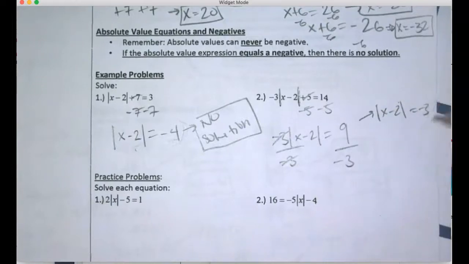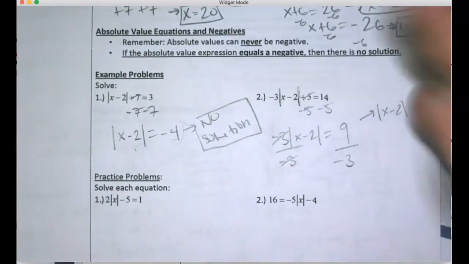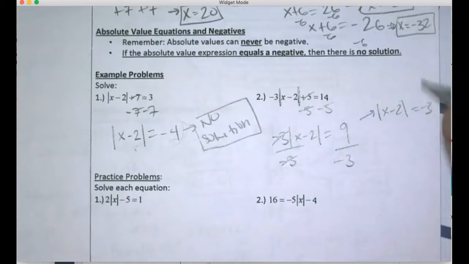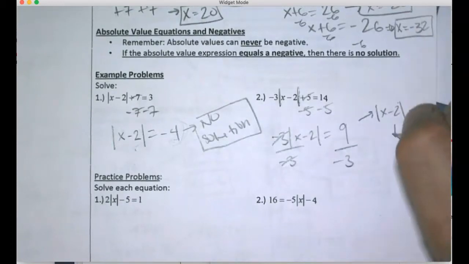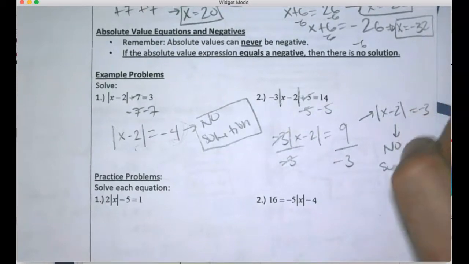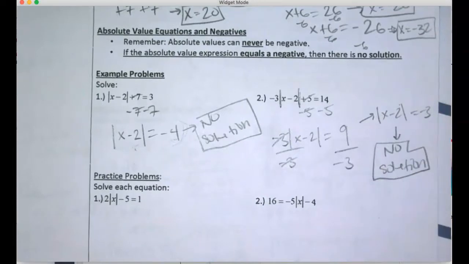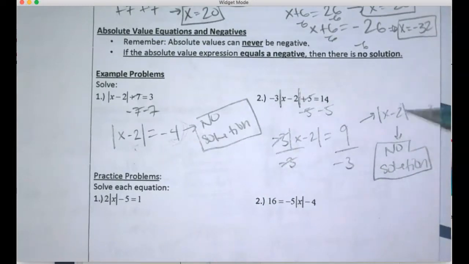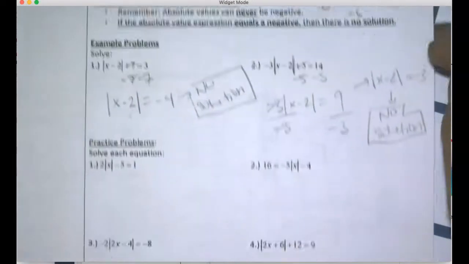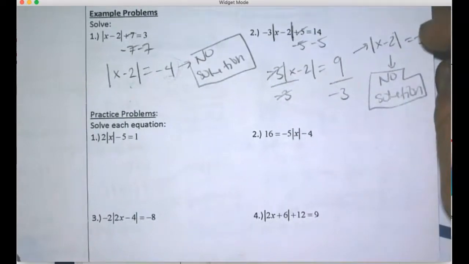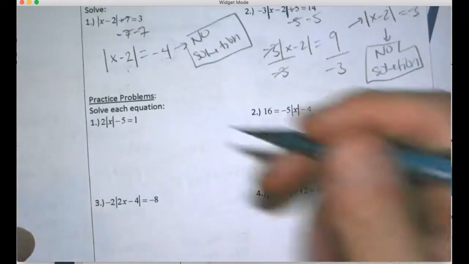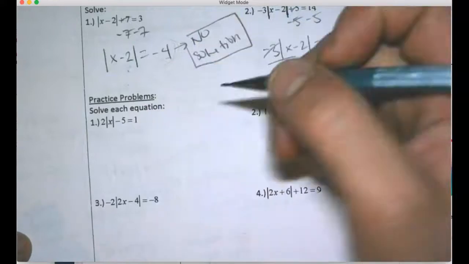negative 3. And once again, you see here, once the absolute value got isolated, it equaled a negative number, which isn't okay other than to say that it's no solution. You definitely can't keep solving this. It'll be wrong. You have to recognize that once the absolute value is isolated, if it equals a negative value, it's no solution. So these last few, remember: isolate, rewrite, solve.